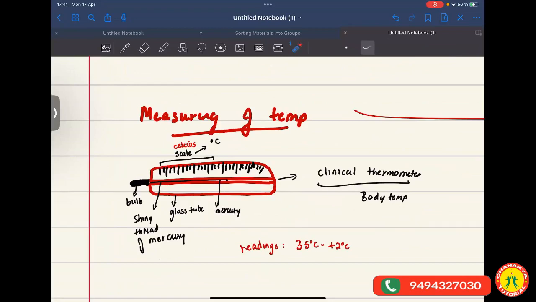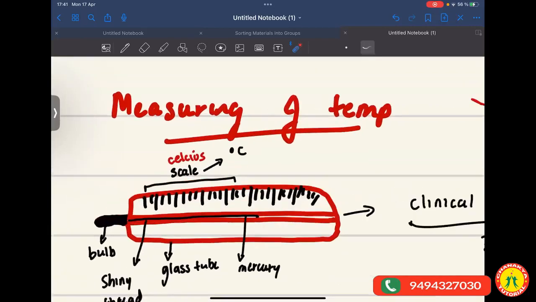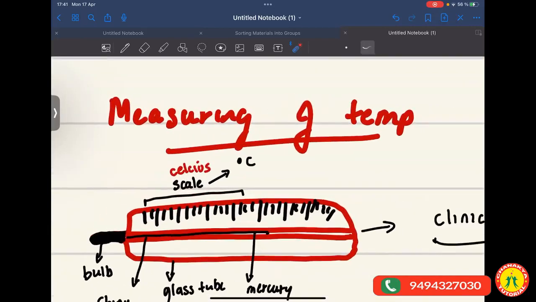So in this thermometer, one minute, stop writing, just listen. In this thermometer, you can see that I've drawn only 3 divisions in between, but between 2 big lines there are small lines and big lines, right? So between 2 big lines, there will be 5 divisions. So you have 5 small divisions. A small line will be there between 2 big lines.